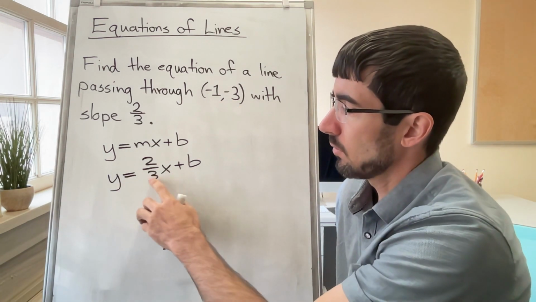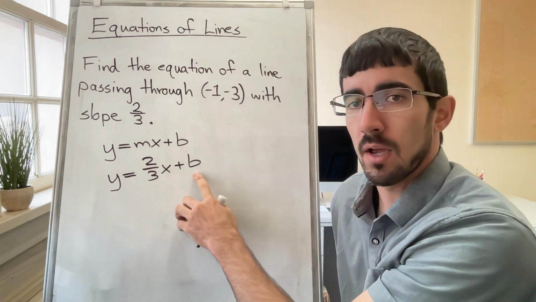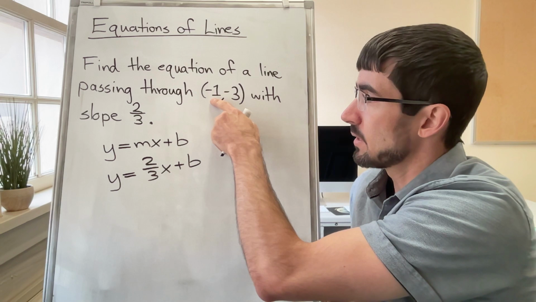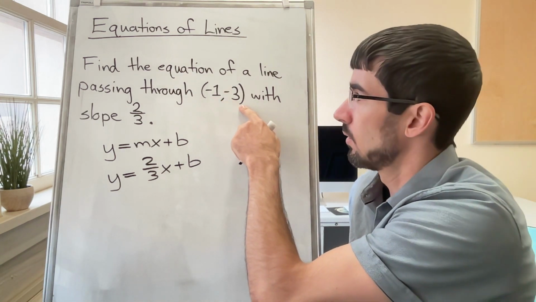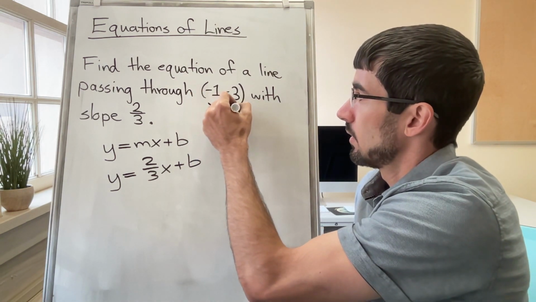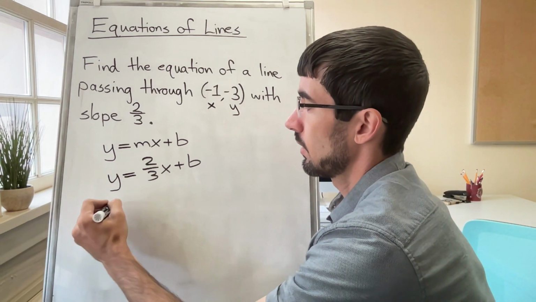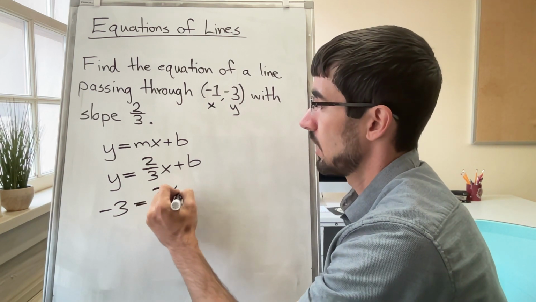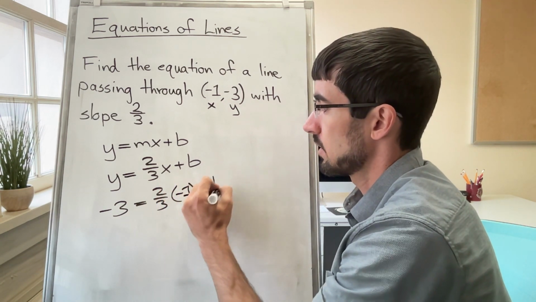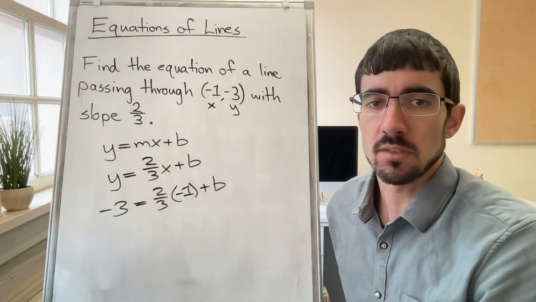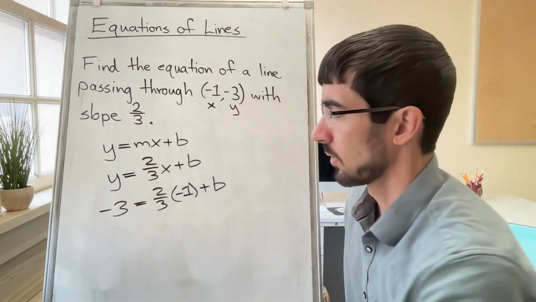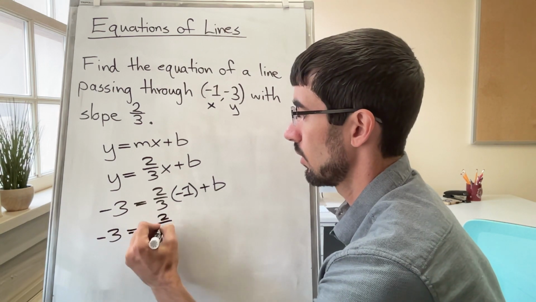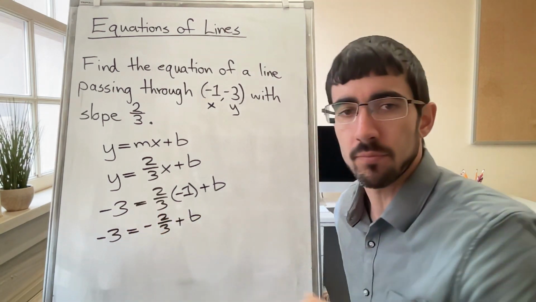And since y equals 2/3 x plus b for every point on that line, let's just plug in this point as a sample x value and y value. So this is x, this is y, and I'll take them and plug them in here. -3 equals 2/3 times -1 plus b. This will allow me to solve for b. I have -3 equals -2/3 plus b.